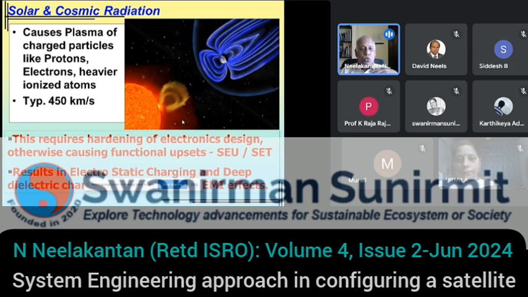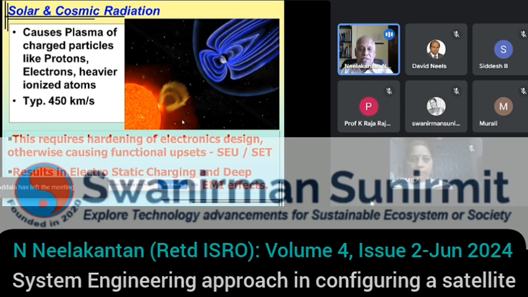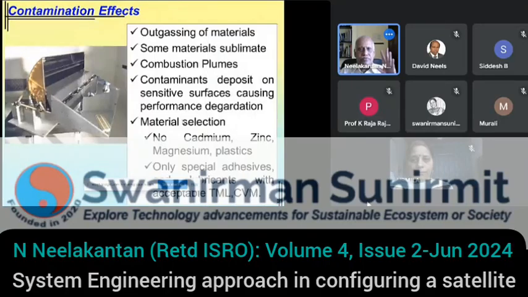So, to prevent the effect of all these things, it requires hardening of the electronics design against what is called single event upset and single event transients. This is a very important aspect of grounding also. You have to provide appropriate grounding. You have to identify places where electrostatic charging can take place, and provide grounding so that its negative effects are minimized.